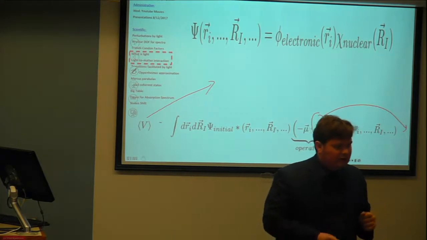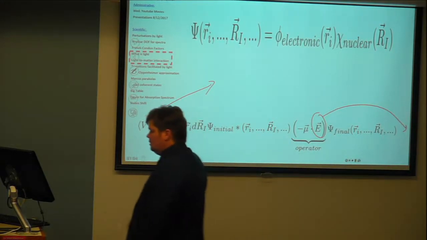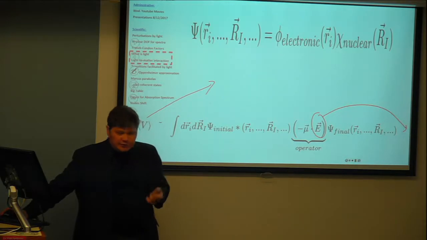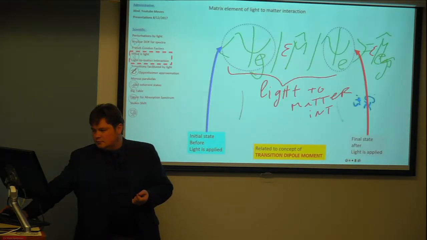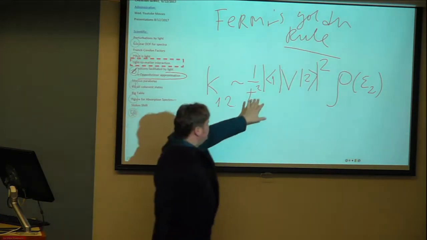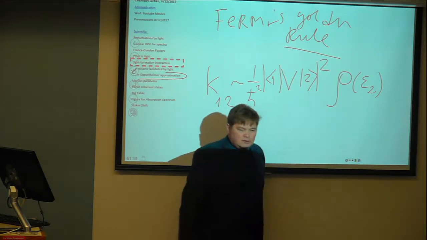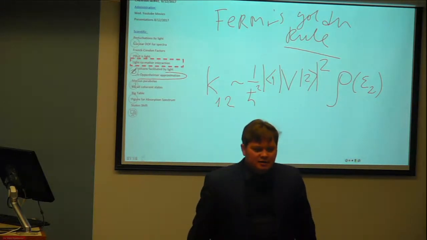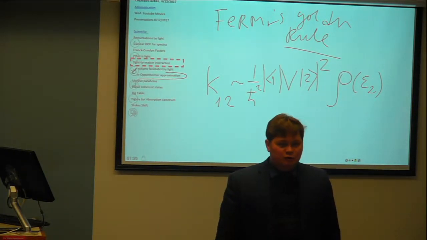Matrix element of position operator is critical for spectroscopy. And as soon as you do have a matrix element, you are opening Wikipedia and looking for Fermi's golden rule.